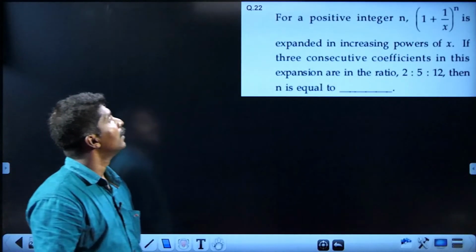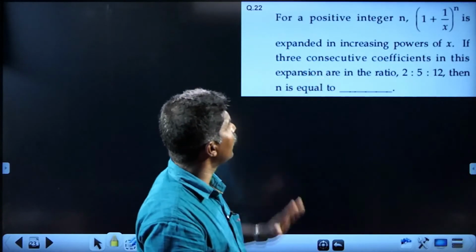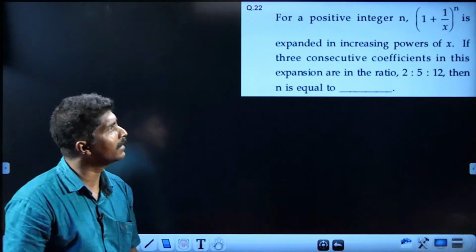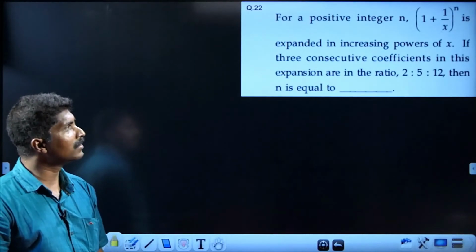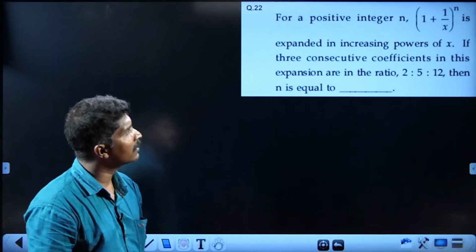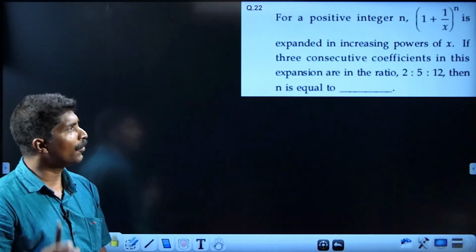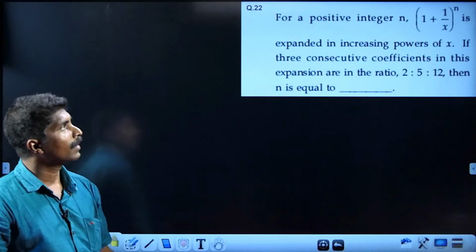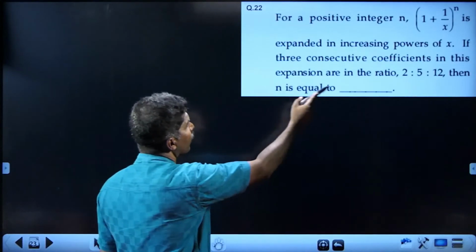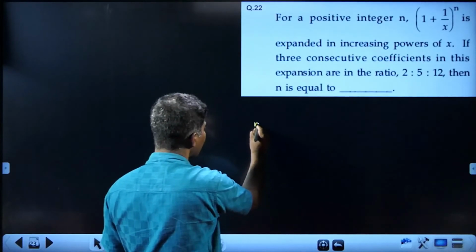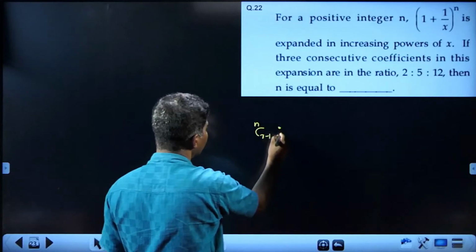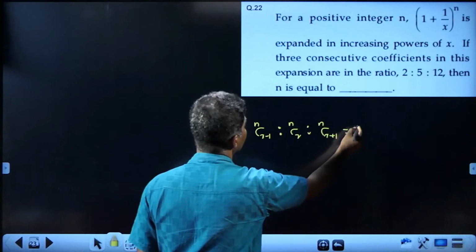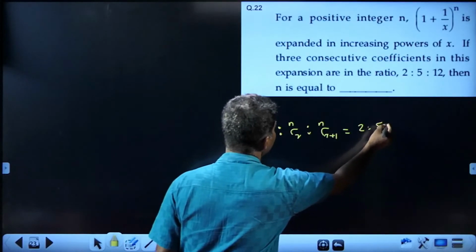Next one, question 22. For the positive integer n, (1 plus 1 by x) whole raised to n is expanded in the increasing powers of x. If 3 consecutive coefficients in this expansion are in the ratio 2 is to 5 is to 12, then n is equal to what? You know that the three consecutive coefficients are nCr minus 1, nCr, nCr plus 1, that is equal to 2 is to 5 is to 12.